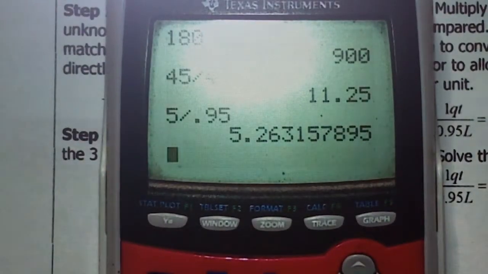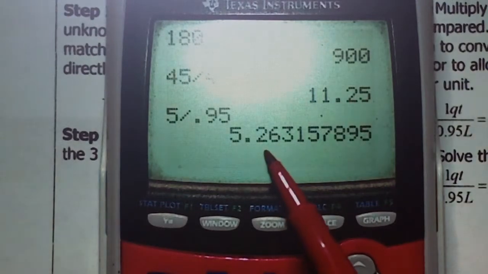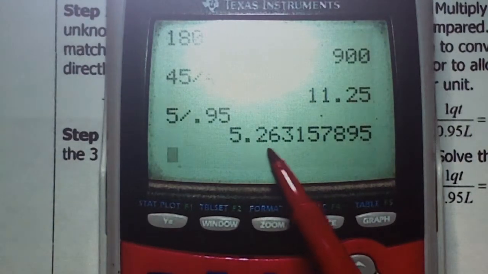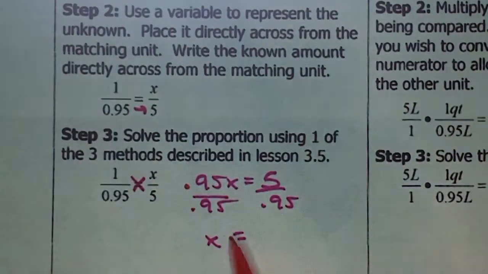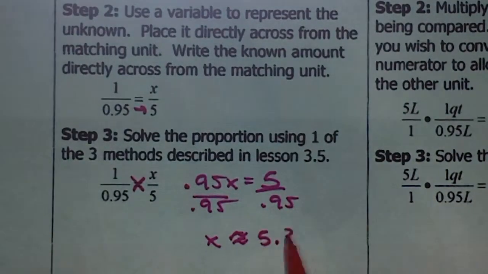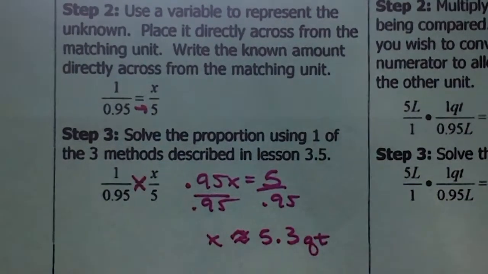What I'm going to have you do is round to the nearest tenths place, one place to the right of the decimal point. The number next to the place I want to round to is 5 or more, so I'm going to call this 5.3. X is about 5.3, and remember we are solving for quarts, so I list my unit after that. You should too.